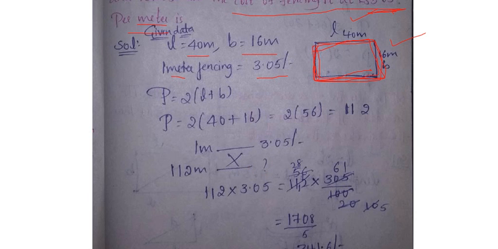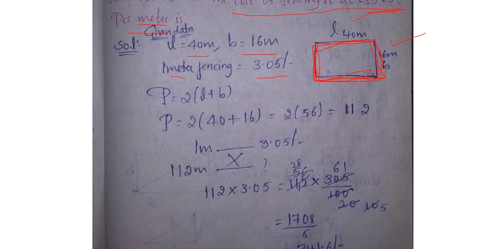I am repeating again, listen. They gave us, for 1 meter it costs 3.05 rupees. Then we have found the whole perimeter, no? That is, 112 meters is how many rupees? If you do cross multiplication, 112 into 3.05. That is equal to 112 into 3.05. If I remove this decimal, what will happen?